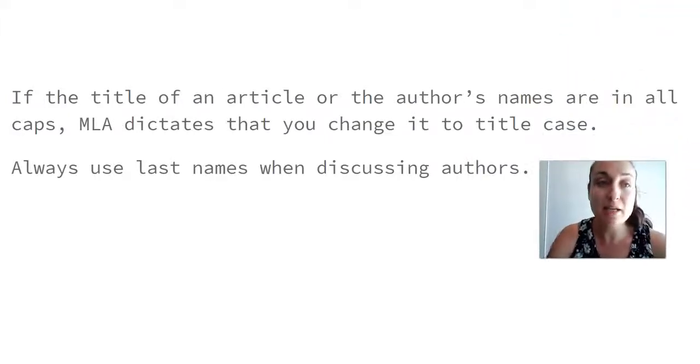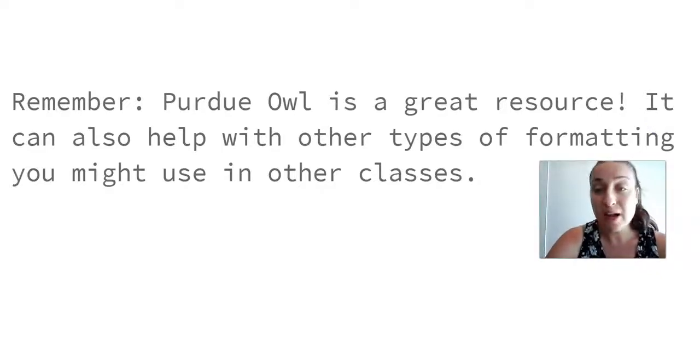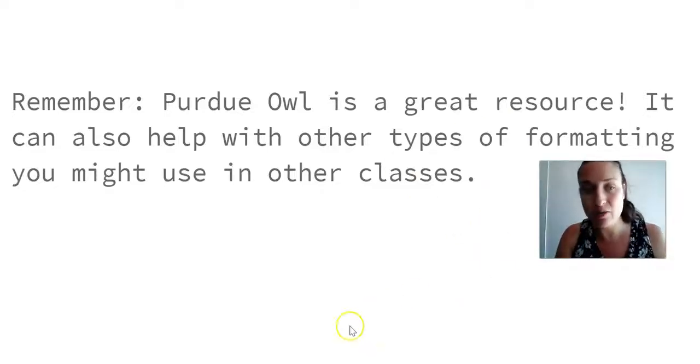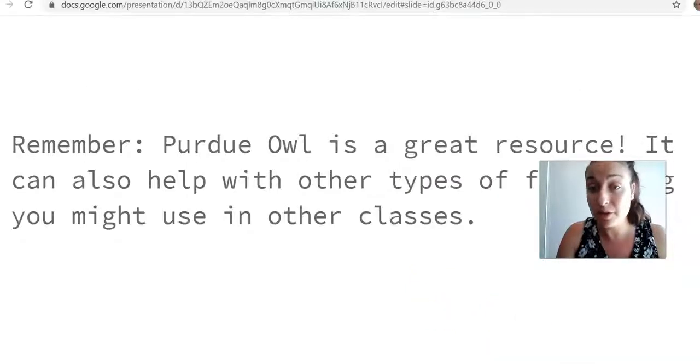So one side note, if the title of an article or the author's names are in all caps, which is often the case actually through our library database, then you want to change it to title case. And again, use last names when discussing authors. So Purdue OWL is a great resource. It can also help with APA formatting or Chicago Manual style. So I do want to take a second and go there with you right now.